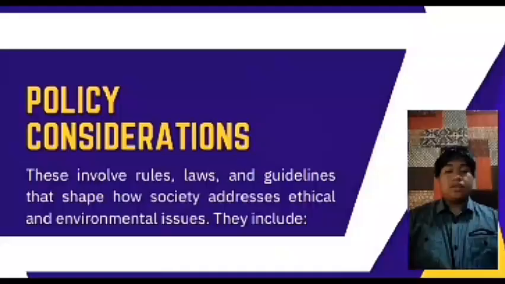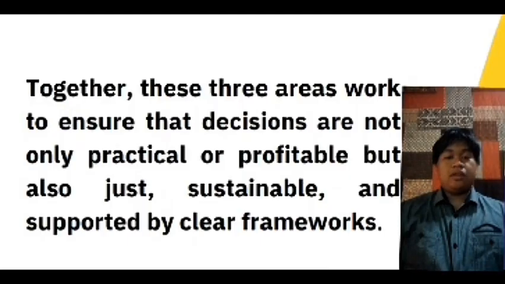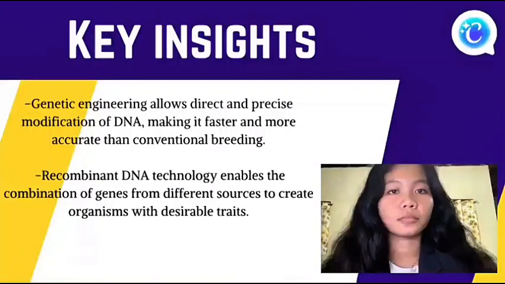Policy considerations. These involve rules, laws, and guidelines that shape how society addresses ethical and environmental issues. They include developing and enforcing regulations, emission standards, and protected area designations. Together, these three areas work to ensure that decisions are not only practical or profitable but also just, sustainable, and supported by clear frameworks. Thank you.